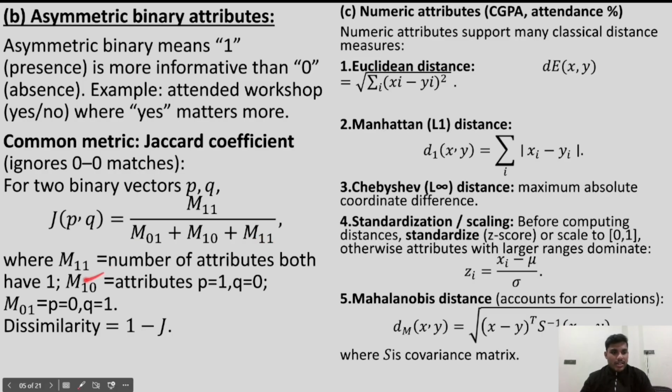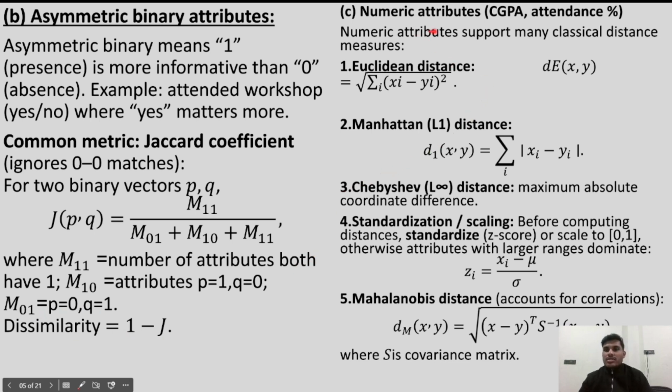These are where M11 is the number of attributes where both have 1. M10 means attributes where P equals 1 and Q equals 0, and M01 is where P equals 0 and Q equals 1. Dissimilarity equals 1 minus J.